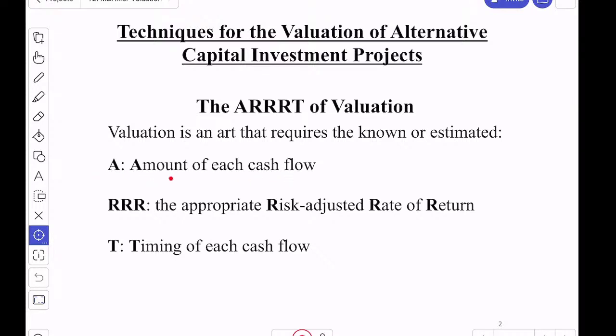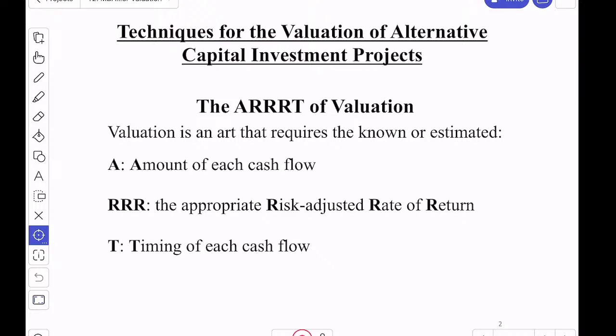So the amount of cash flows is important. The appropriate risk-adjusted rate of return is also important. You have to figure out what is the right one that I should use in my project analysis. And we'll talk some about that. And finally, the timing of each of these cash flows, determining when they are coming. And most of the time, as I've already mentioned to you, we work with end of period cash flows as an assumption, but cash flows can accrue throughout a period, okay? But we're going to stick with end of period most of the time.